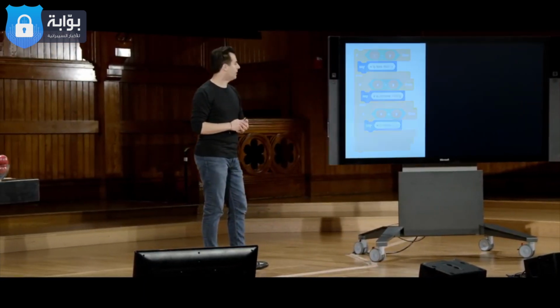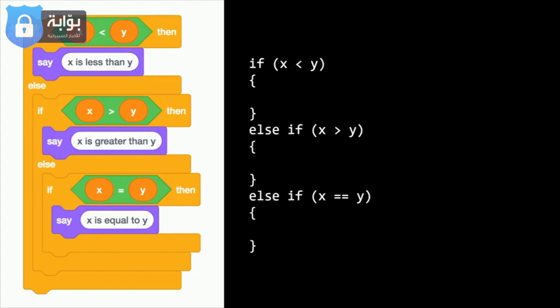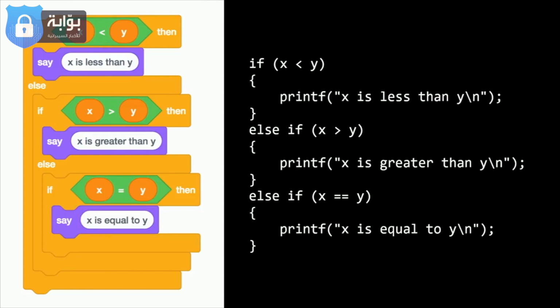All right, how about this one? If, else if, else if. Now notice we're just kind of reusing the if, else if block and then another if block down here. Turns out in C, it's almost a little easier. You can literally just say this. If x is less than y, do this with curly braces. Else if x is greater than y, do this in curly braces. Else if x equals y, do this in curly braces. And what do you want to do in each case? Different printfs based on the say messages that we want to display.